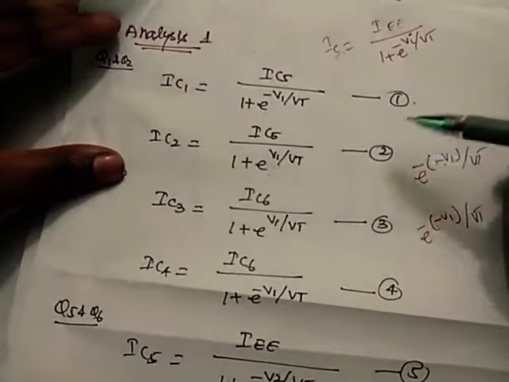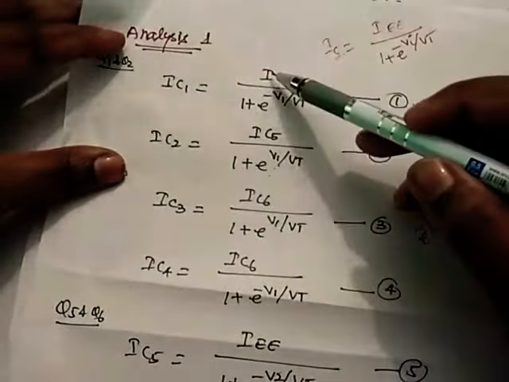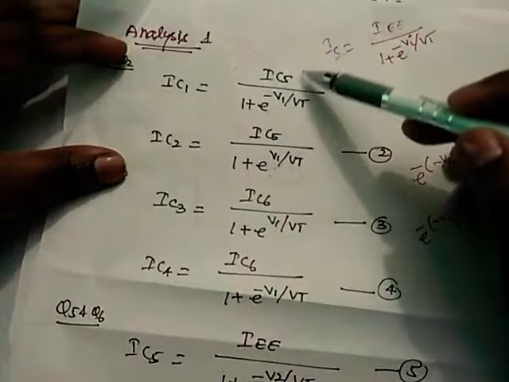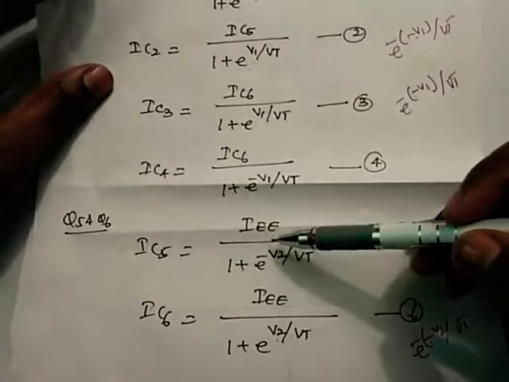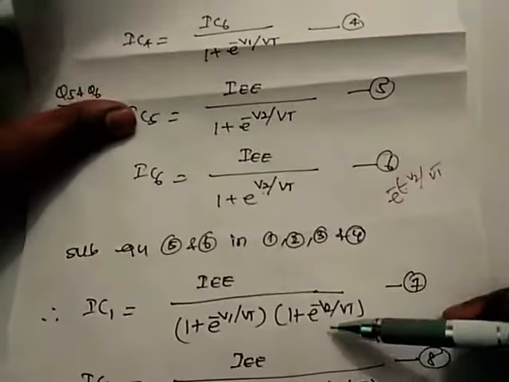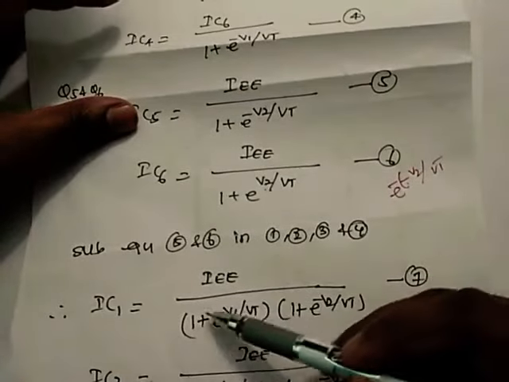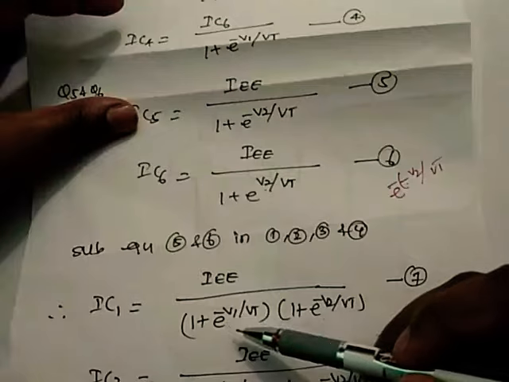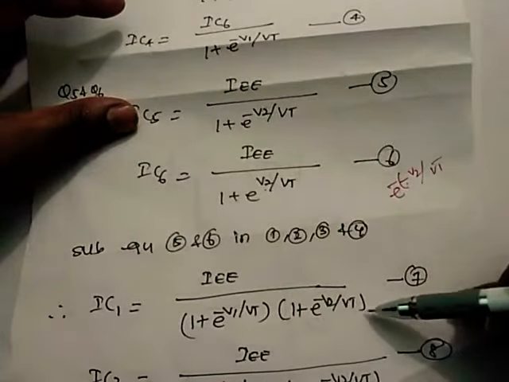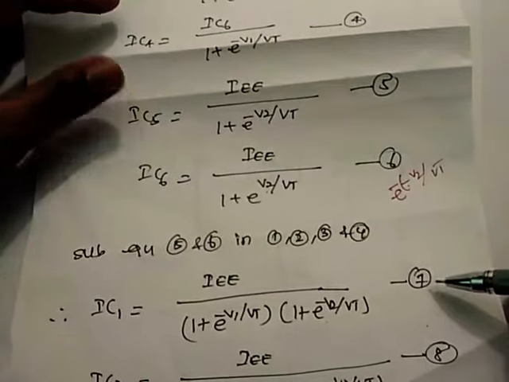So this is your equation number 1. IC1 is equal to IC5 divided by 1 plus e to the power of minus V1 divided by Vt. We already know the IC5 value is IE divided by 1 plus e to the power of minus V2 divided by Vt. Just substitute in this equation. So we'll get the IC1 value as IE divided by (1 plus e to the power of minus V1 divided by Vt) into (1 plus e to the power of minus V2 divided by Vt). Take this as equation number 7.